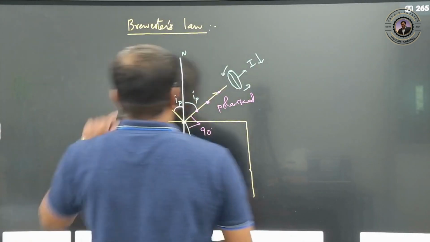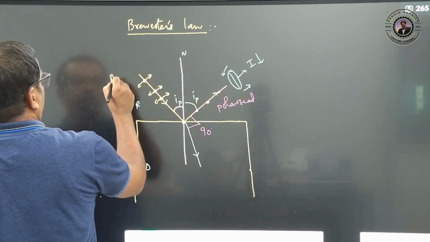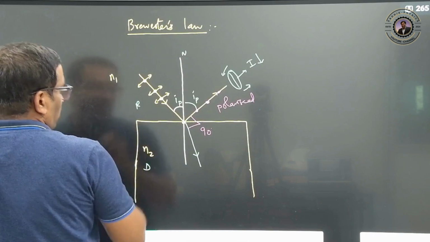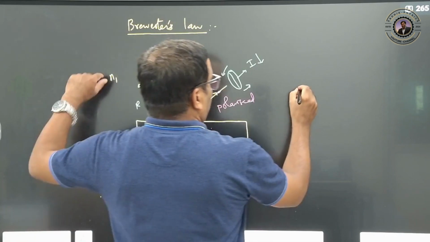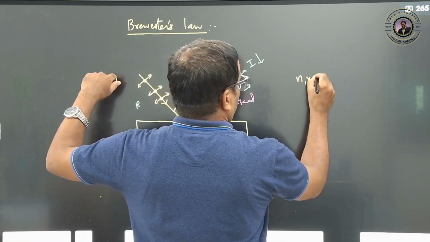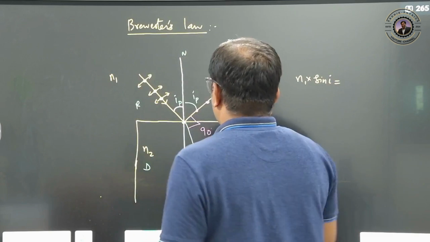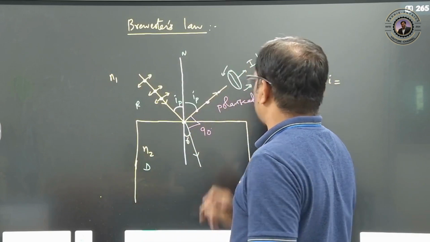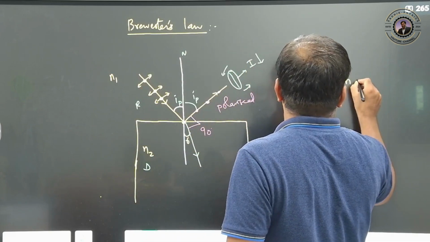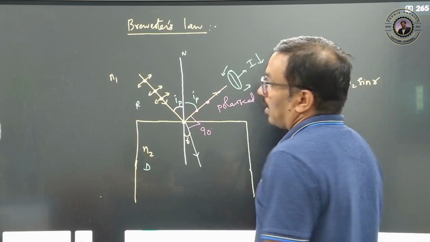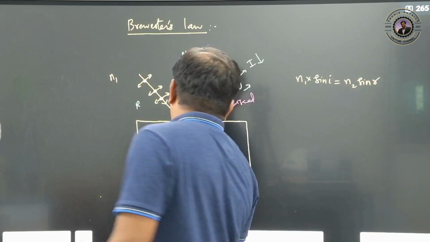Suppose the refractive indices are n1 and n2. The light ray is coming here, so n1 sin I, where I is the angle of incidence IP, will be equal to n2 sin R. Clear? But we want to calculate the R value.